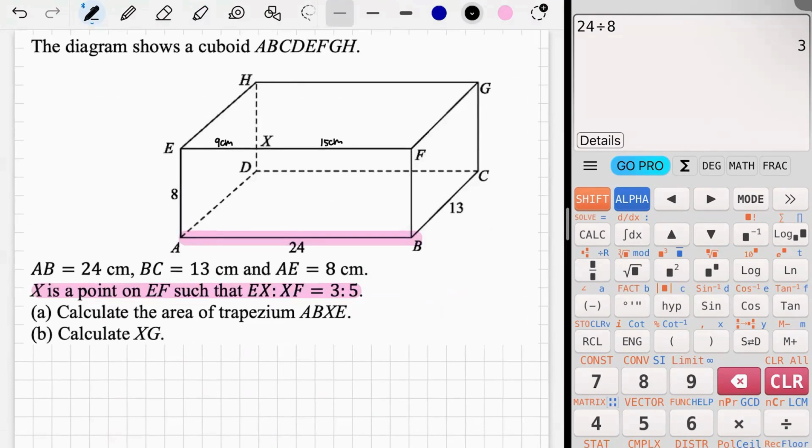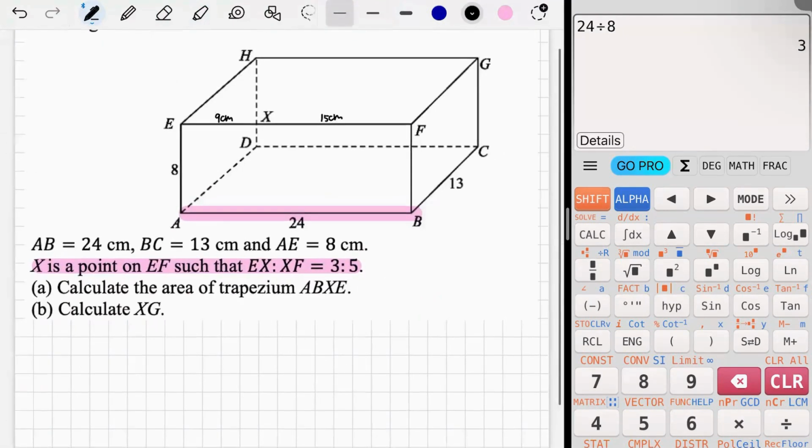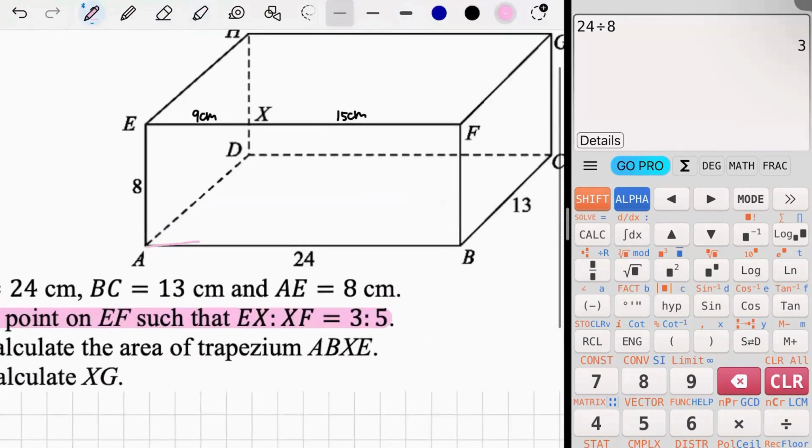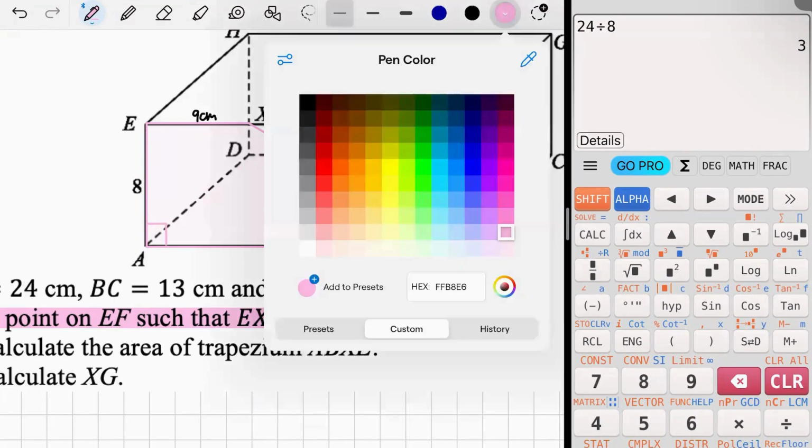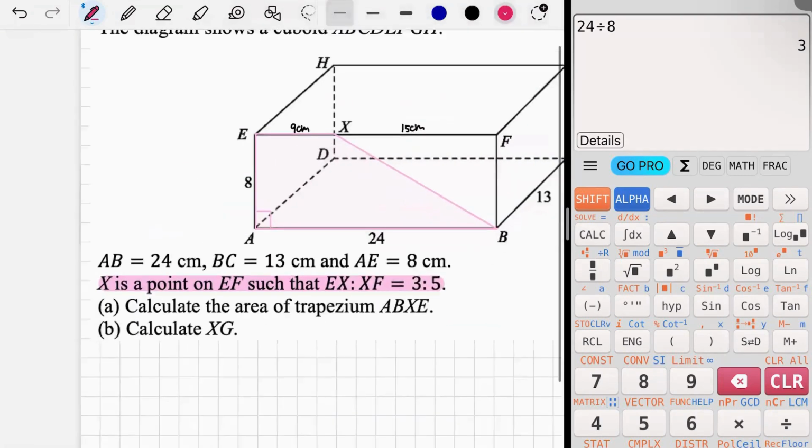Okay, so you want to find the area of the trapezium ABXE. Let's see, so ABXE, where is it? A, B, X and then E. Oh, that's okay, because it's just that part that's facing me. So it's already a right angle. Can you see that? Okay, so it's already a right angle from here.